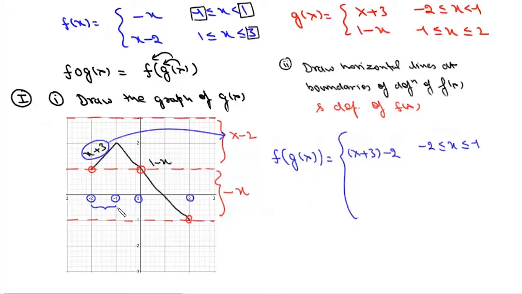Now the next interval is between -1 and 0. In this case, the definition is 1 minus x. Now this 1 minus x still lies in this interval, so here 1 minus x will again go to this x minus 2. So it will be 1 minus x minus 2.